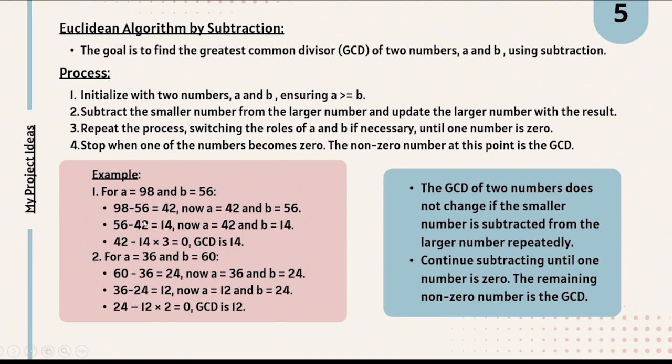Then again, 56 minus 42 is 14. So A will be 42 and B will be replaced by 14. Then 42 minus 14 into 3 gets 0. So the GCD is 14. Got it? So the GCD of the two numbers.